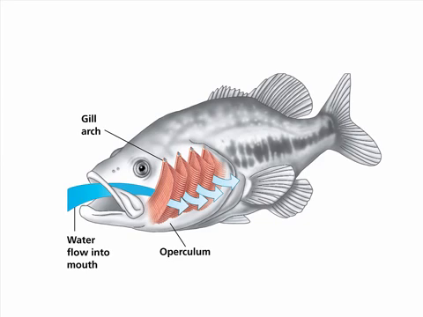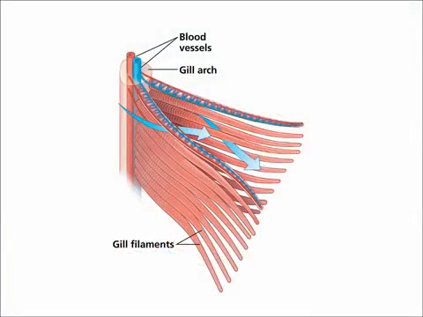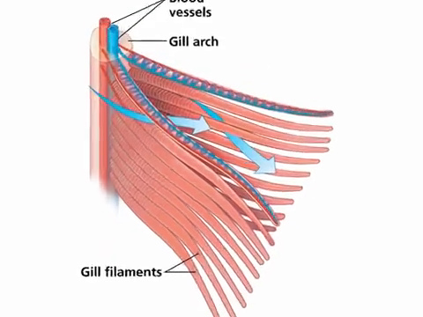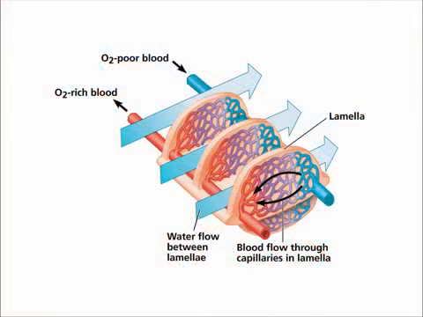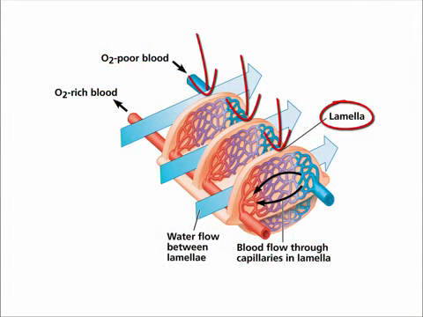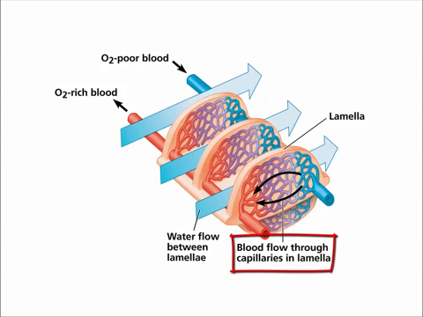Here, the blue arrows show the flow of water into the mouth, over the gill arches, and out. Let's take a closer look at how gas exchange occurs in the gills. The gill filaments are made up of lamellae, and you can see in this closer view that the lamellae are a series of flattened plates. Water flows past the lamellae in this direction, and blood flows through capillaries in the lamellae in the opposite direction.